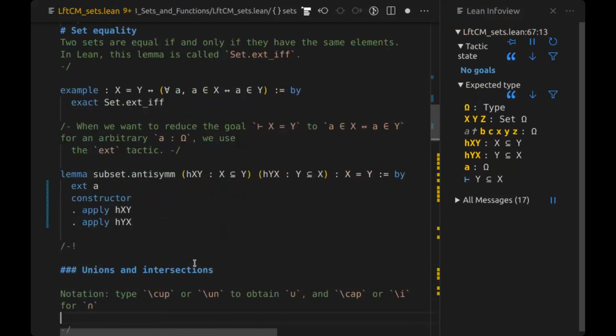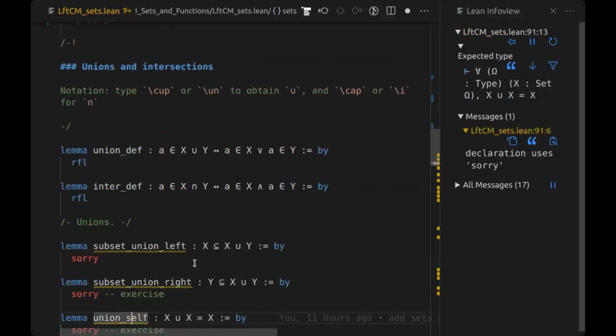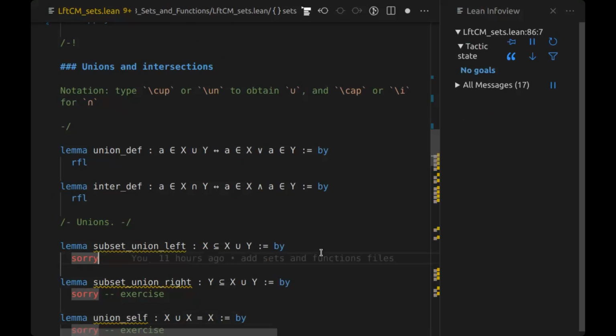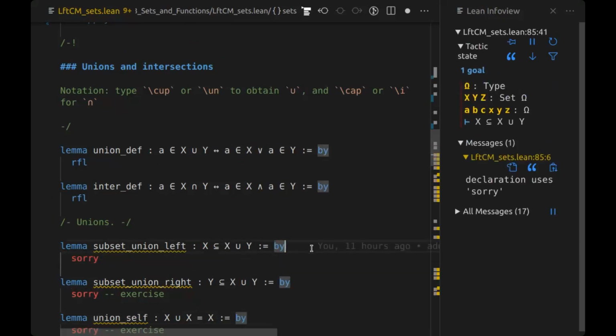Okay. We also have other operations, like we can take unions and intersections of sets. So the notation is the usual one. And if you hover over the symbols, you can see how to type each of the symbols in line. But for example, for the union, A belongs to the union of X and Y if and only if A belongs to X or A belongs to Y. And similarly for the intersection, A is in the intersection if and only if it is in both of the sets. Okay, so let's do some exercises here to practice.